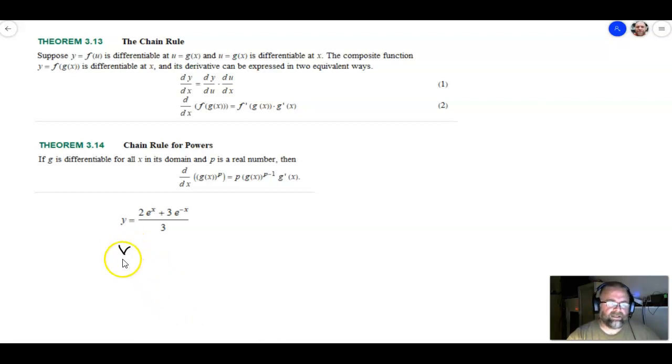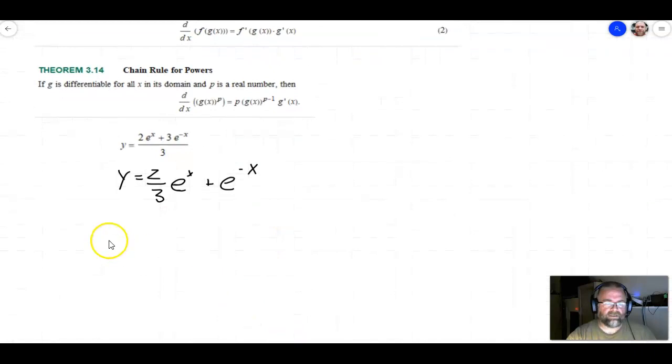So I'm going to rewrite this here as y is equal to 2/3 e to the x plus 3 over 3 cancels out, so you'll just have e to the negative x here. Now we can just use that good old sum rule, break those up, and these look like pretty easy derivatives here. So let's do this. So y prime, we're going to take the derivative of this first term. Remember, if you have a constant multiple, you can just ignore it and put it in at the end. So the derivative of e to the x is just e to the x, and then we just put that 2/3 back in. So it's going to be 2/3 e to the x.